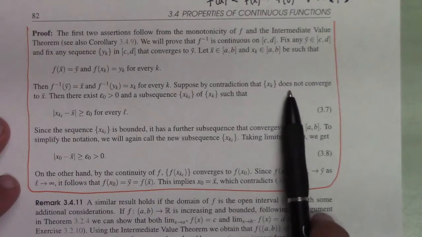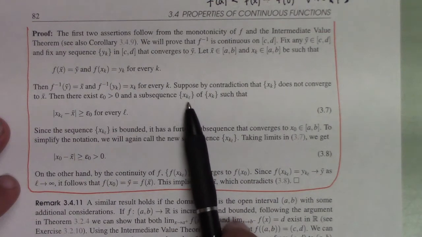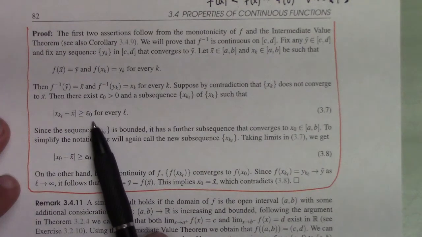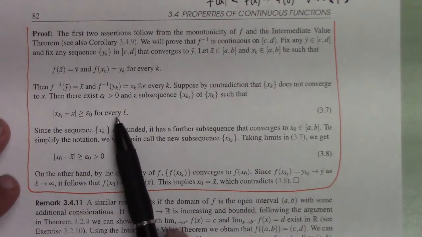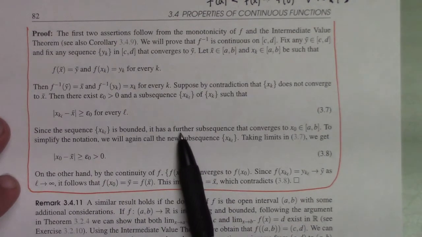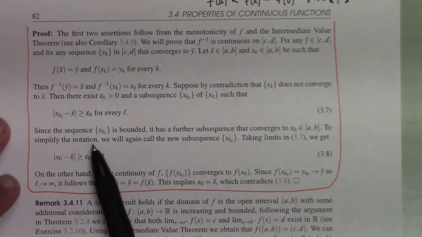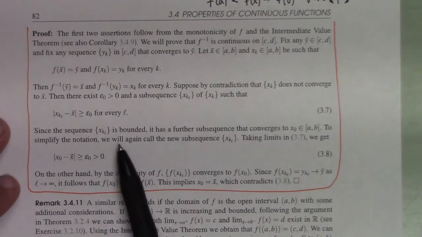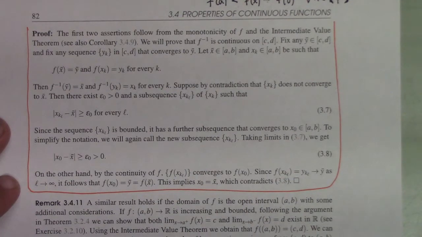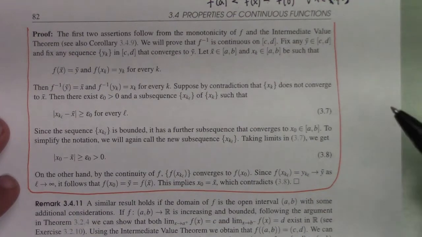So he says, suppose by contradiction that xk does not converge to x bar. Then that means there exists an epsilon naught positive and a subsequence xkl of xk such that the distance from that subsequence to x bar is larger than or equal to epsilon naught for every l. But since the sequence is bounded, there must be a further subsequence that converges to x naught in [a, b]. So he says we'll call this new subsequence x sub kl. Fine. It kind of bothers me a little bit that he did that, but whatever.